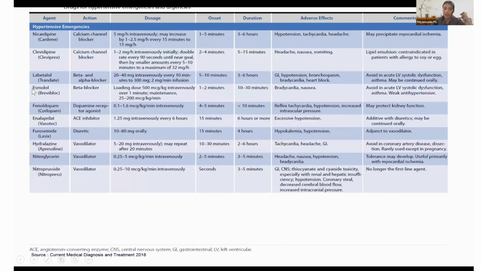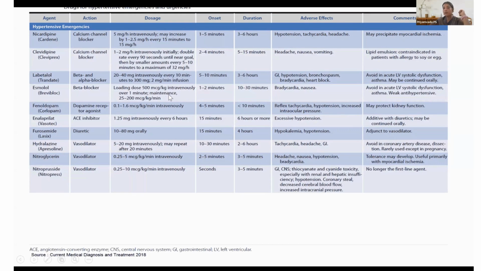Labetalol and esmolol are available, but esmolol has a problem. It causes bradycardia very quickly. On the other side, if given a choice between esmolol and labetalol, I would say labetalol is perhaps a little more user friendly. Esmolol reduces blood pressure immediately. For example, in a situation like aortic dissection, where you want to reduce the blood pressure as quickly as possible, esmolol is probably the fastest compared to labetalol.